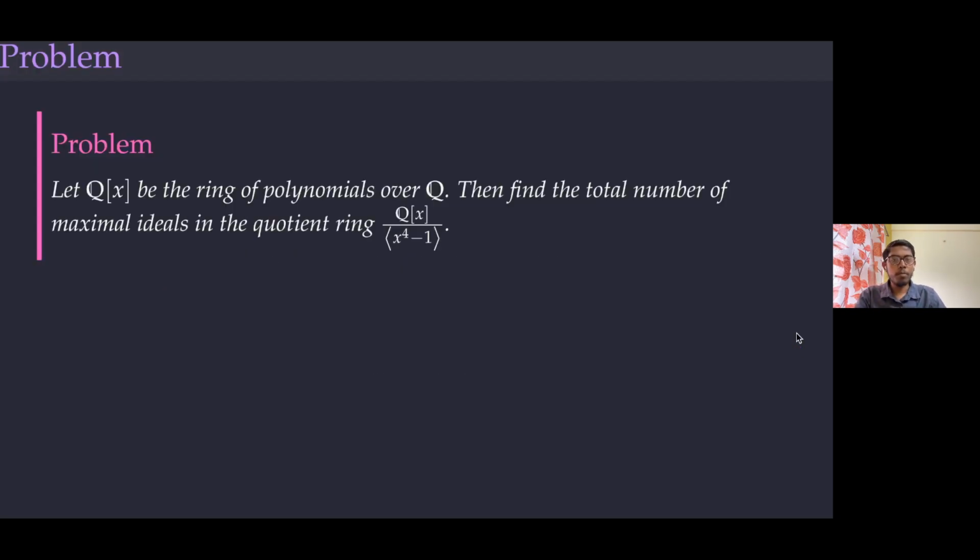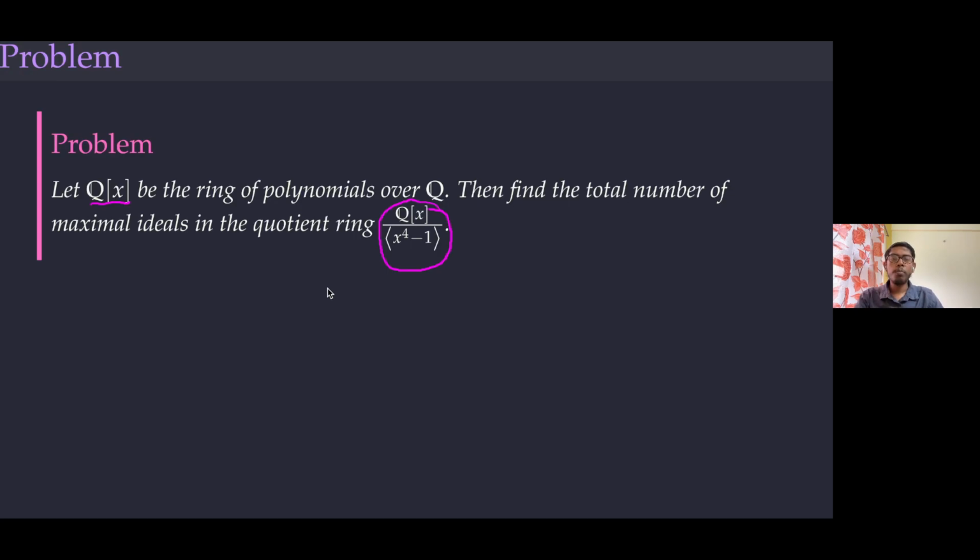So let's see the problem. Let Q[x] be the ring of polynomials over Q, then find the total number of maximal ideals in the quotient ring Q[x] mod x^4 minus 1. So we are given a polynomial ring and we need to find out the number of maximal ideals in this. Okay. So I recommend you to pause this video and try for a solution.